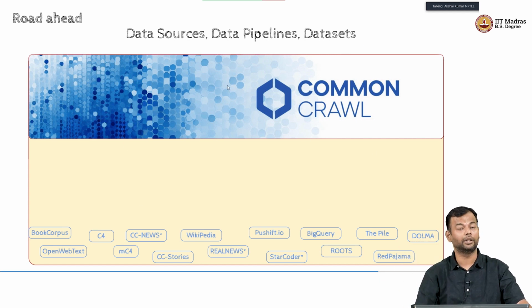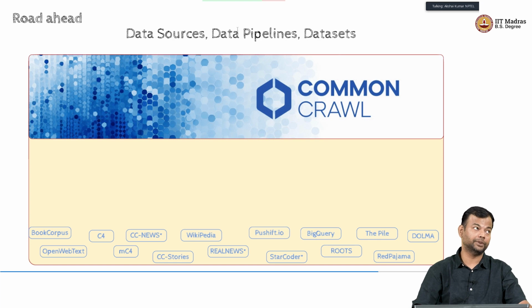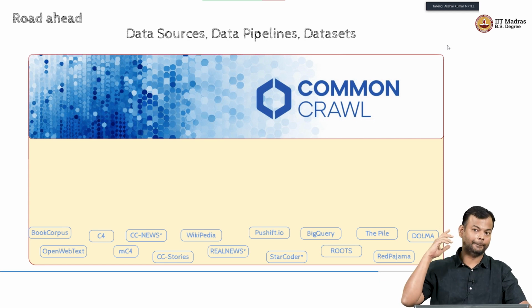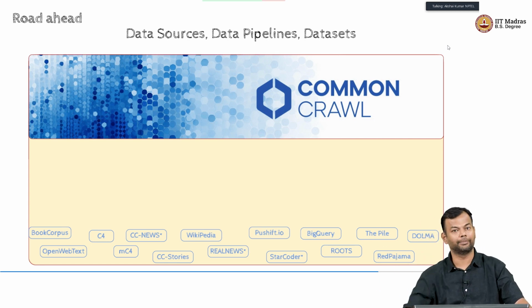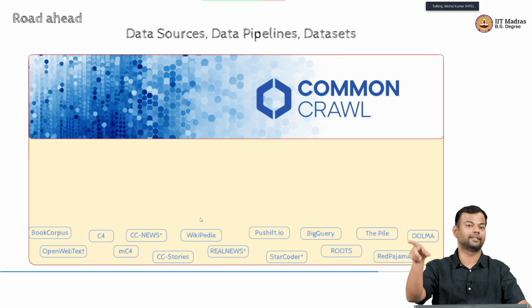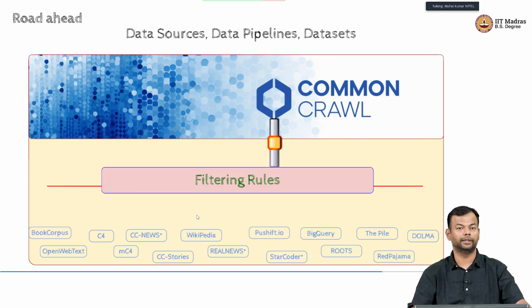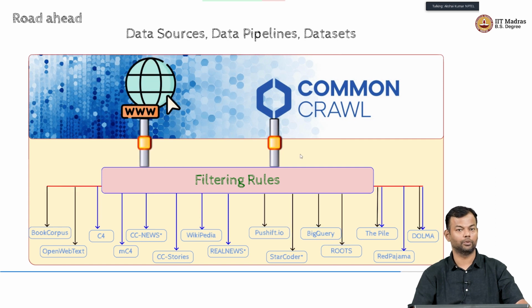So get a hang of all the data sets. Maybe say Llama 2 used certain data sources and certain instruction fine-tuning data sets, but maybe say Falcon used something else or MPT used something else and so on, right? And that's where they might differ from each other. So that is one axis of difference that we are going to look at. Then, as I said, filtering rules and all of this, right?